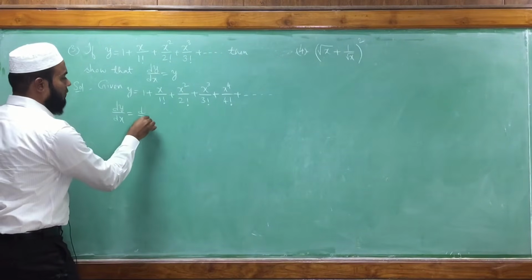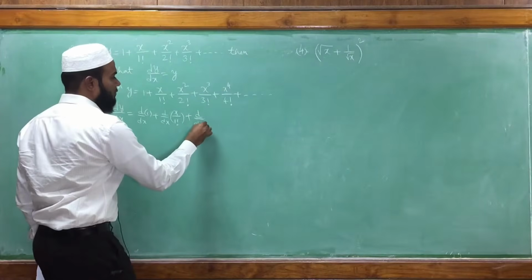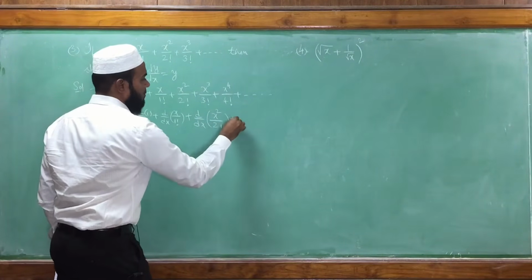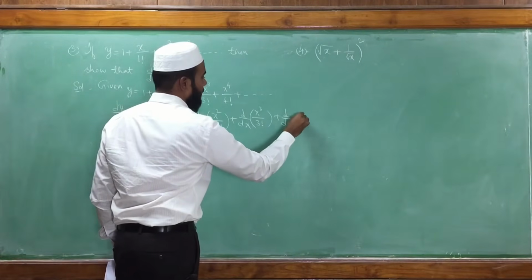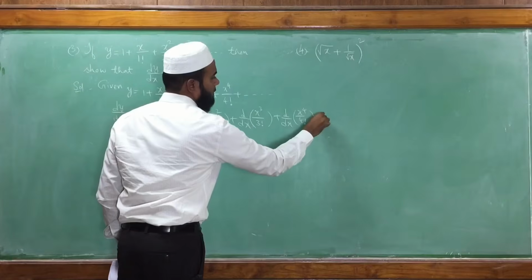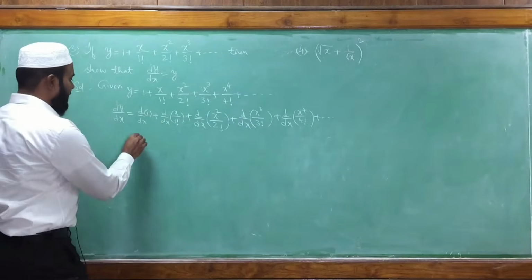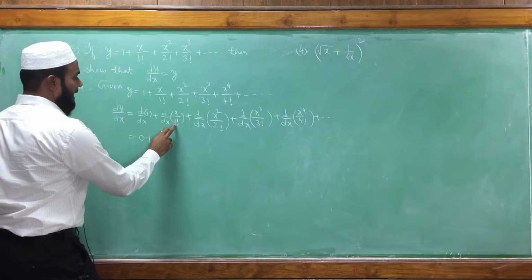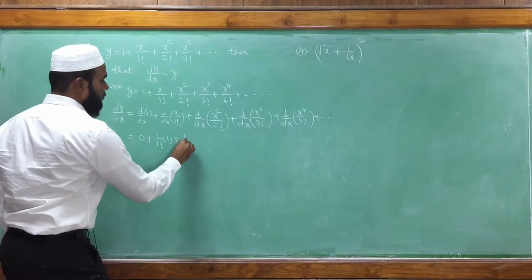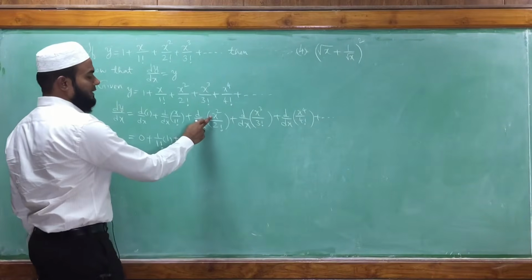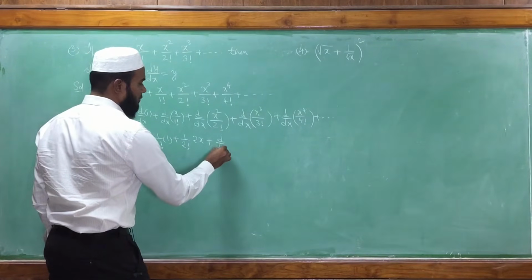So what we will get: d by dx of 1 plus d by dx of x by 1 factorial plus d by dx of x square by 2 factorial plus d by dx of x cube by 3 factorial plus d by dx of x power 4 by 4 factorial plus so on, right. Then what will happen? Derivative of 1, that 1 is a constant, derivative of constant is 0, plus 1 by 1 factorial as it is, derivative of x is 1, plus 1 by 2 factorial as it is because it is a constant, derivative of x square, that is 2 into x power 2 minus 1, is nothing but 2x.